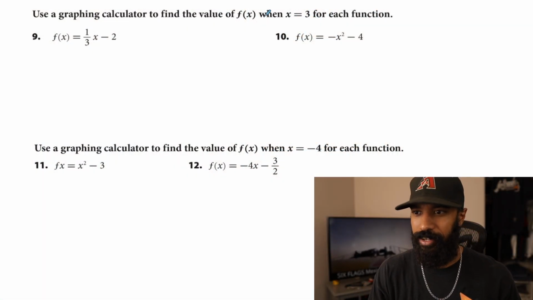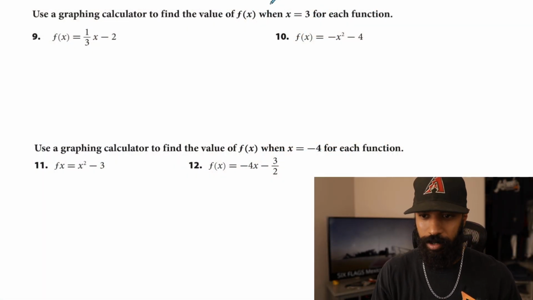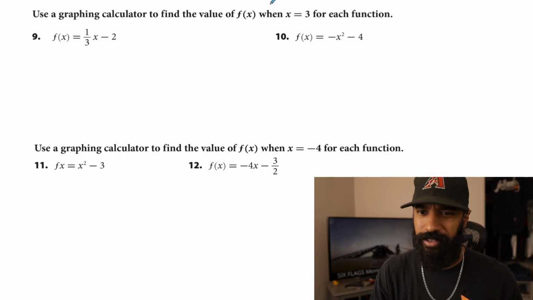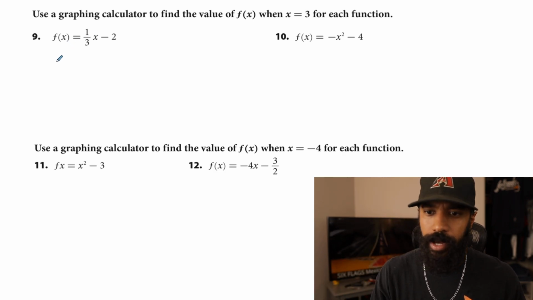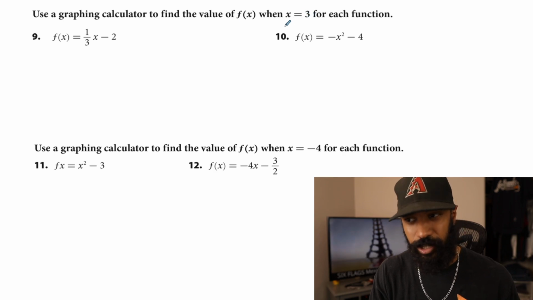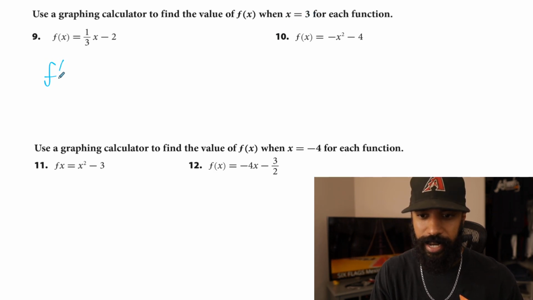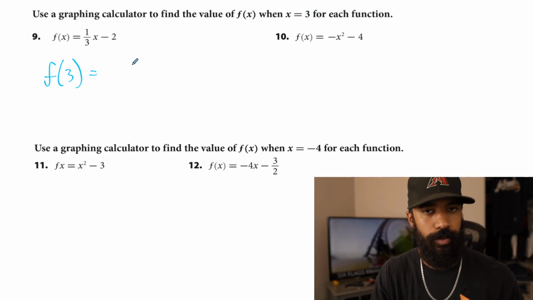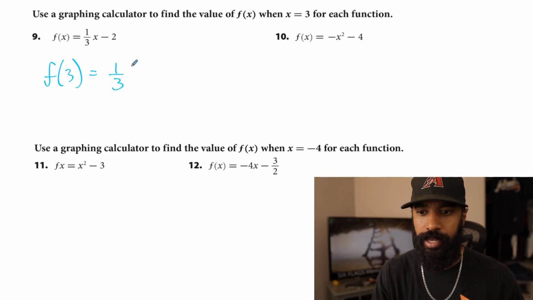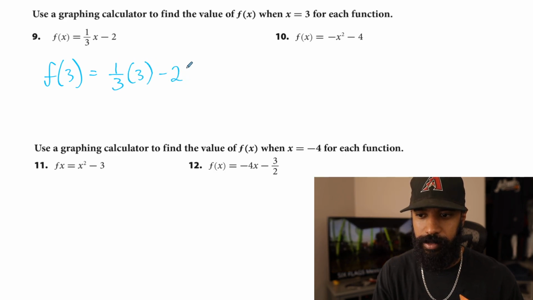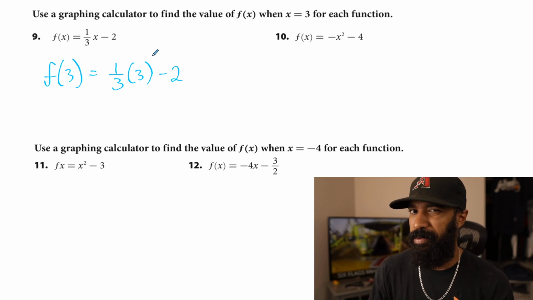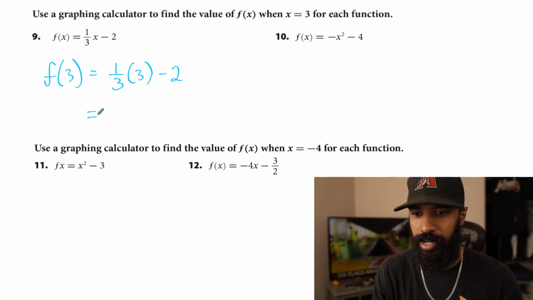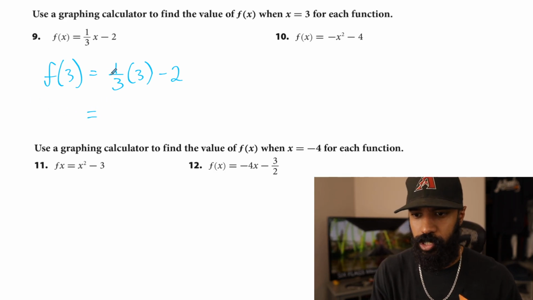Use a graphing calculator to find the value of f of x when x equals 3 for each function. No graphing calculator. Let's just jump straight into it. Find f of x when x equals 3. That's really just asking you to find f of 3. That means substitute 3 for x to find out y. It's kind of interesting how these problems ask you to just use that, probably because they want you to practice the graphing calculator portion, but I'm just going to go ahead straight up and substitute.